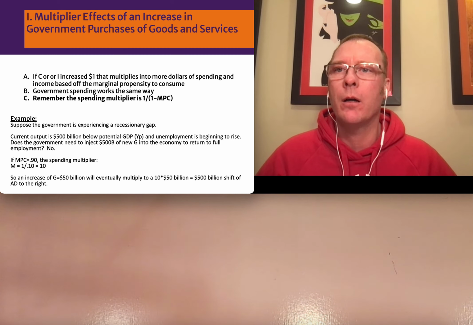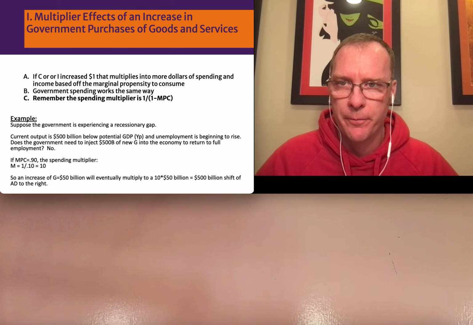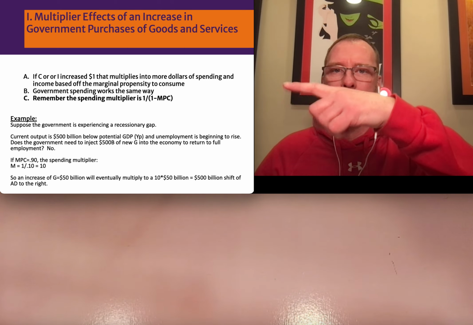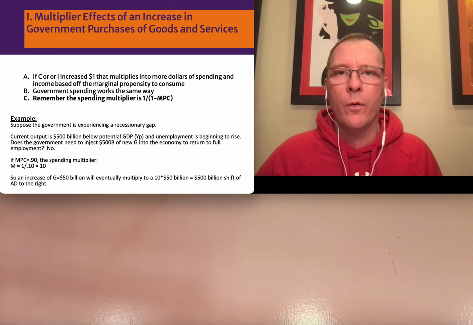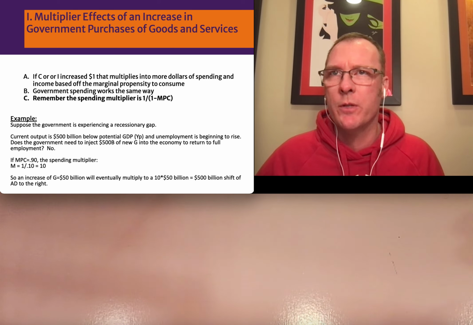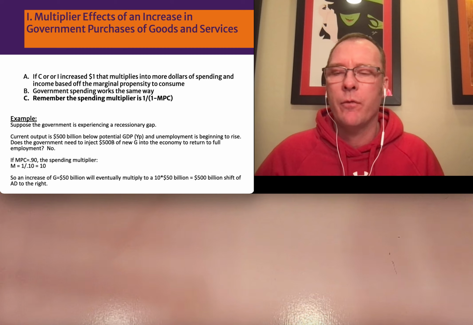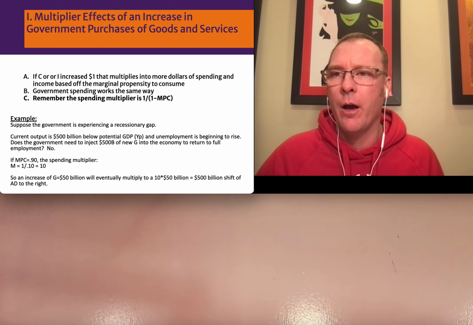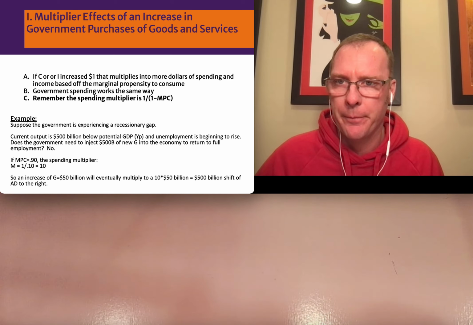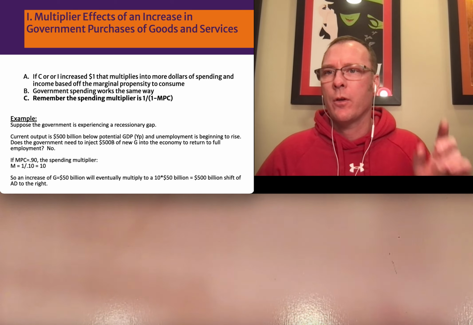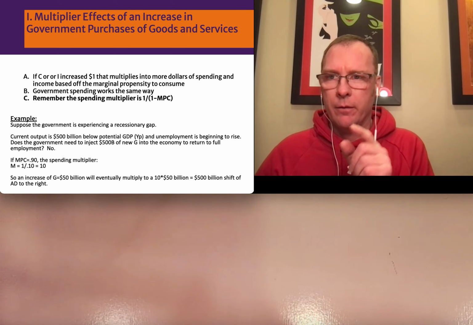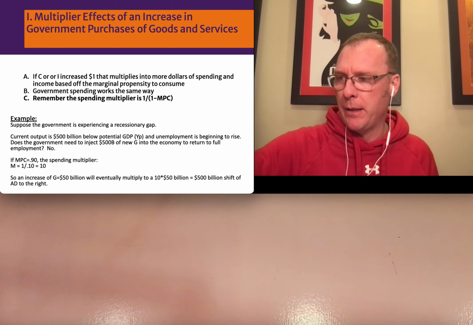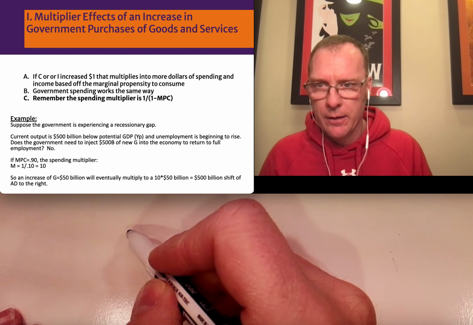But because we know the multiplier works, the spending multiplier is listed there at C, right? And government spending happens the same way. So 1 over 1 minus the marginal propensity to consume is my spending multiplier. If the government wants to spend to get out of a recessionary gap, the current output is $500 billion below potential.